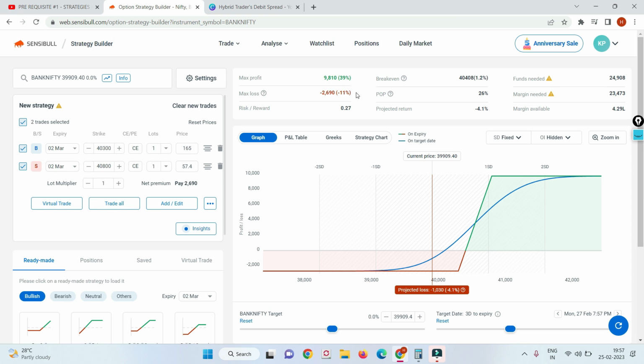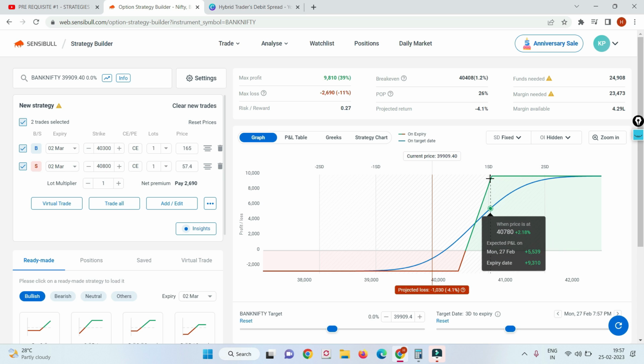I'll try to decrease this loss at the time of deploying the trade. So why should I have this 500 spread difference? What I'll do is go to 40,700. I'll try to reduce the spread to 400. Just keep an eye on these two factors, your maximum profit and maximum loss.